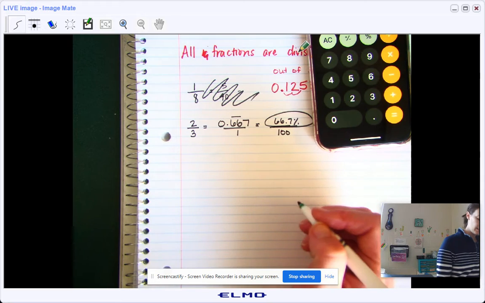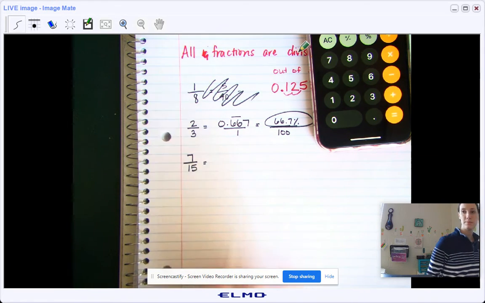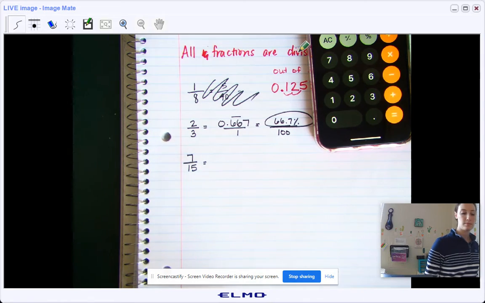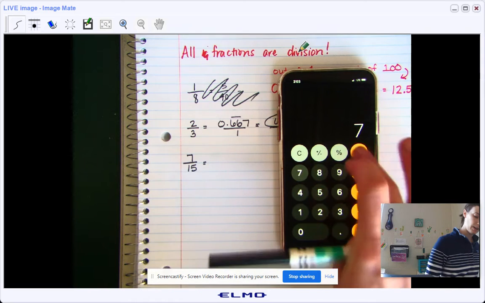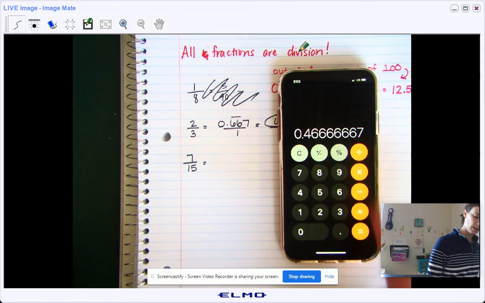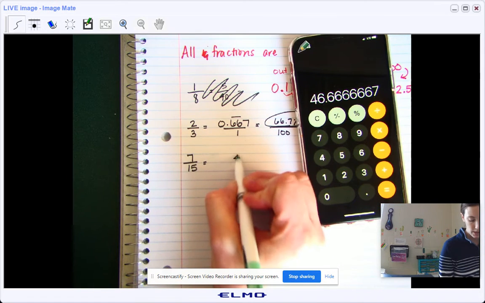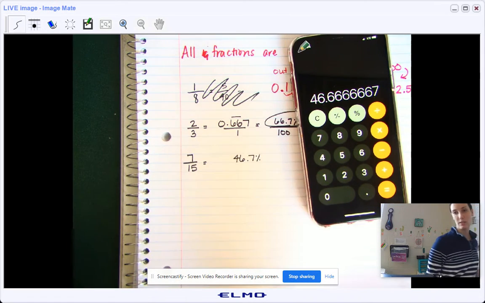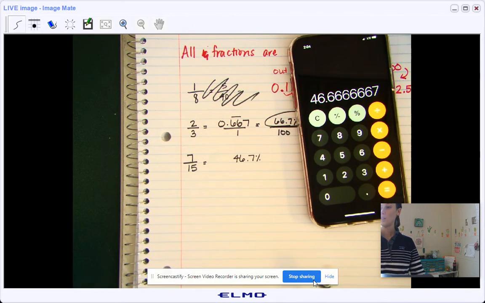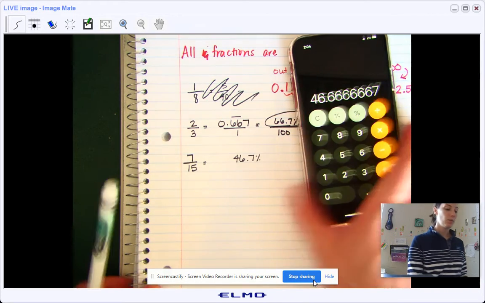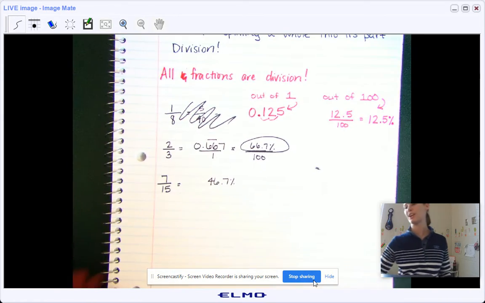Okay, you try one. Try 7/15. So I do 7 divided by 15 and multiply that by 100, and I get 46.7%. So you know how to do it when the numbers are nice to you, and you know how to do it when the numbers are not nice to you.